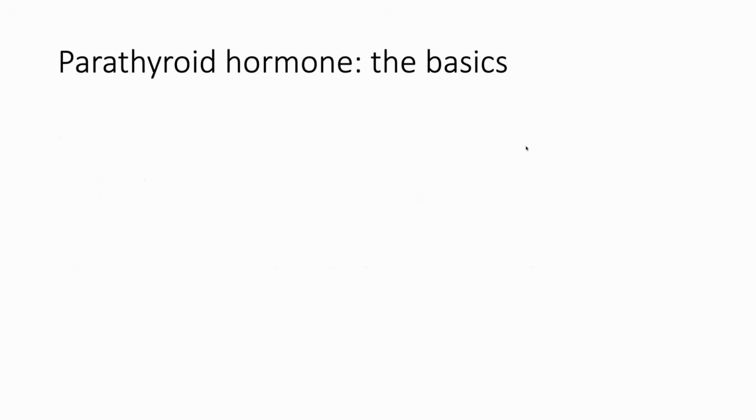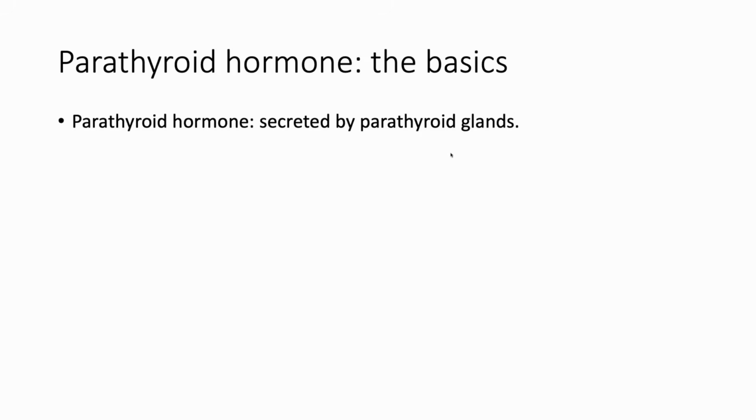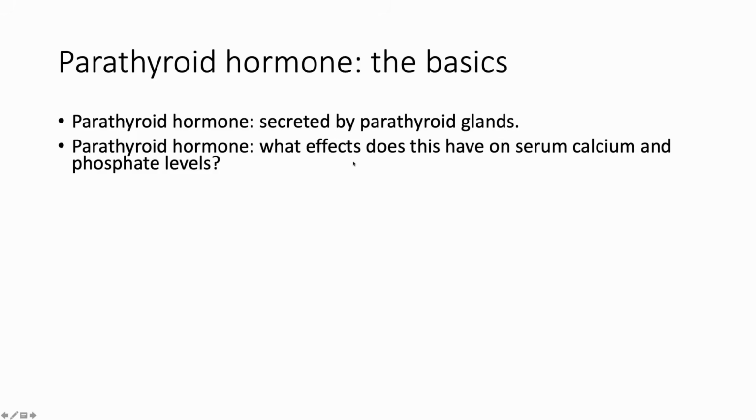Okay, parathyroid hormones. Let's start with the basics. So Alex, the first one's a gimme. The parathyroid hormone is secreted by the parathyroid glands. Makes sense. So what effects, Alex, does parathyroid hormone have on serum calcium and phosphate levels? It increases serum calcium and decreases serum phosphate levels. Perfect. Exactly. And Alex, can you tell us how?